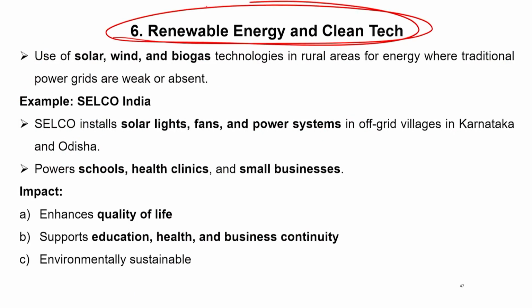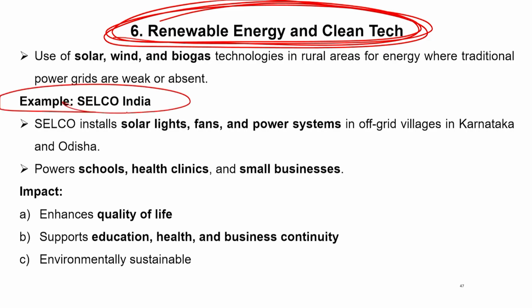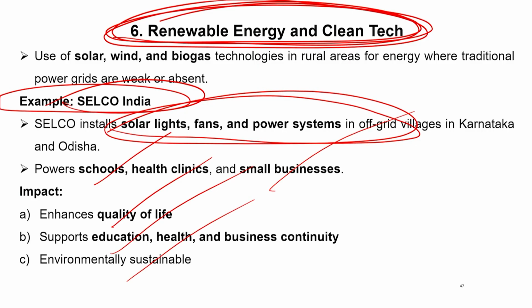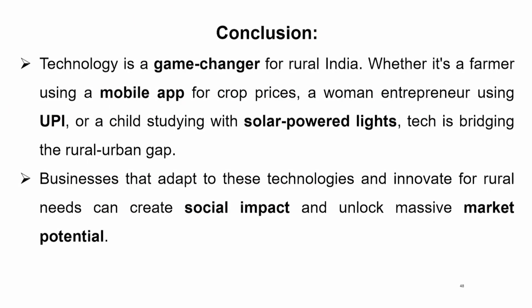And last is renewable energy and clean tech. When we talk about sustainability, we use technology in a sustainable way. Selco India, what are they doing? They are launching solar lights, fans, and power systems. Even in urban areas, many are promoting this sustainable approach. Without harming the ecosystem, we are selling our products and services. They power schools, health clinics, and small businesses, enhance quality of life, and support education, health, business communities, and environmental sustainability. Now this is also very important.